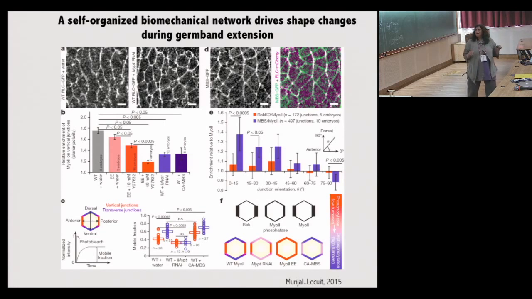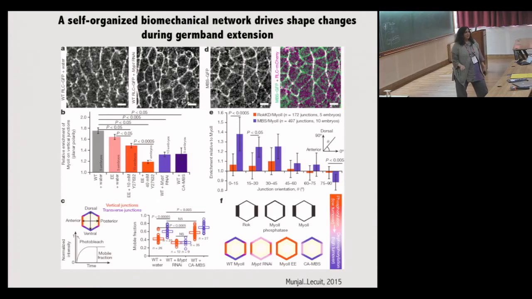essentially a large part of the work, all but one paper on germ band extension, has focused on events that are happening apically. Yusuke Toyama in Singapore showed some years ago that there is a basal remodeling of junctions that actually precedes the apical remodeling of junctions. So it's fair to say that most work on apical constriction and this process has focused on the apical end, right?